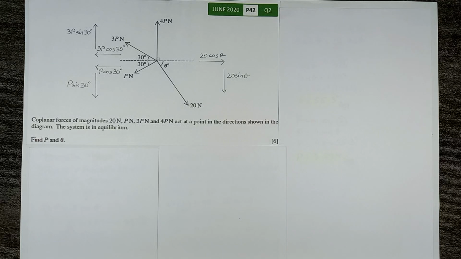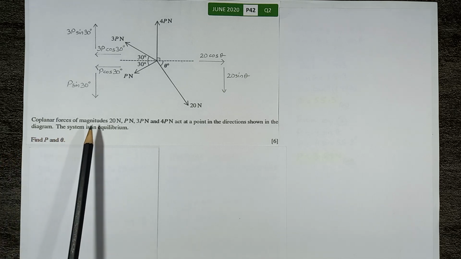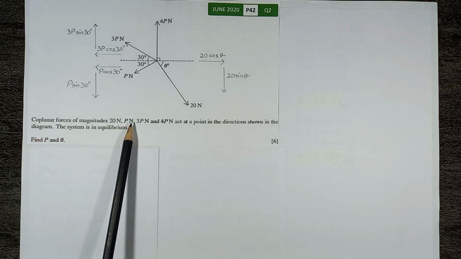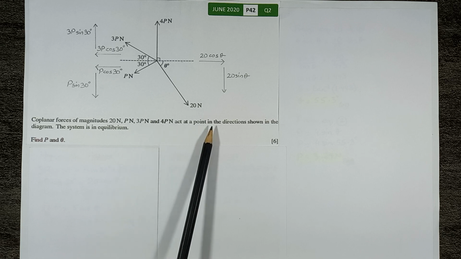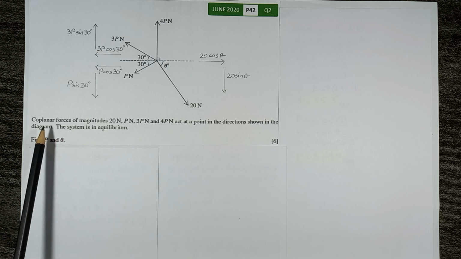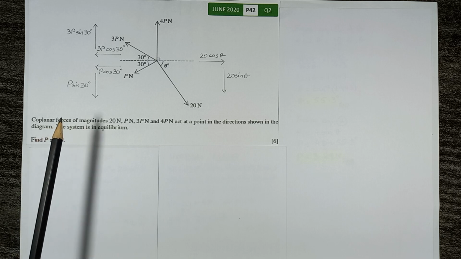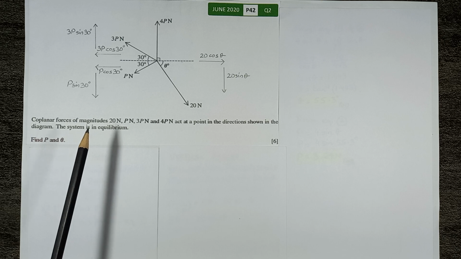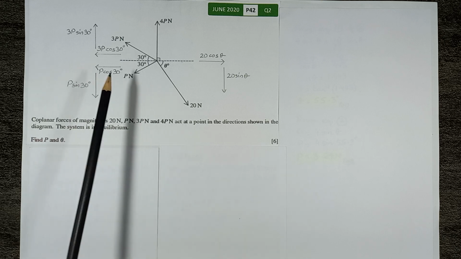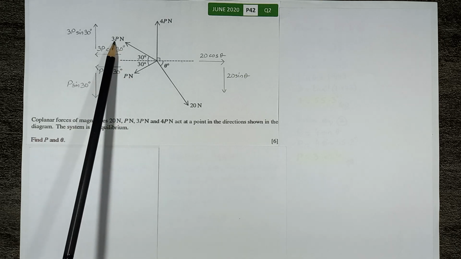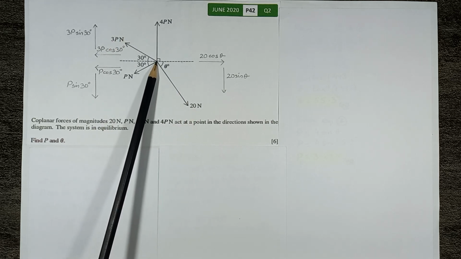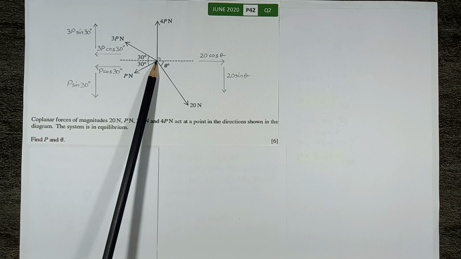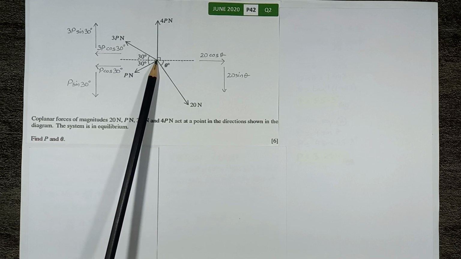Hello everyone. We have a question which says that coplanar forces of magnitude 20 Newton, P Newton, 3P Newton and 4P Newton act at a point. So basically, what is a coplanar force? Coplanar forces are basically those forces which are acting at one point. If you just look at the diagram, P Newton, 3P Newton, 4P Newton and 20 Newton, they all are acting at this particular point. Therefore, all these four forces are called coplanar forces.